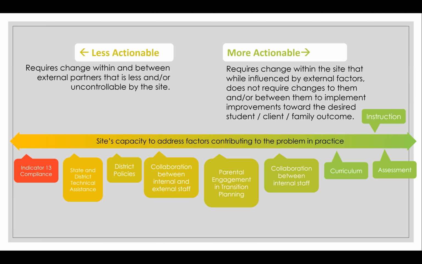So on that far end of less actionable, we really can't change indicator 13 compliance at all, right? So for having a compliant transition plan, it has already been detailed for us by the Department of Education and guidance by our state special education agencies. So that is ironclad. We can't change that. State and technical assistance, we can provide recommendations, but we really don't have a lot of control over that. District policies, not much control over that.